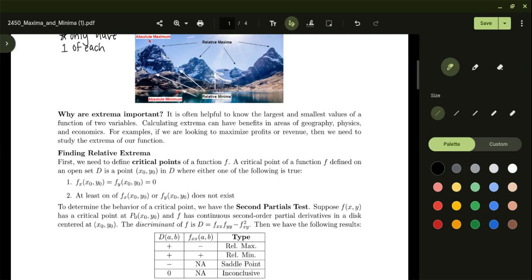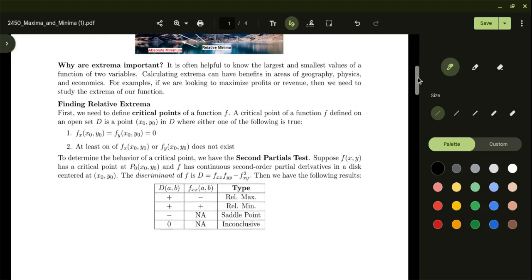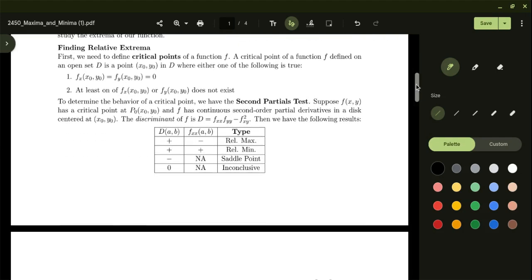First, let's consider finding the relative extrema. So this one is actually going to be the simpler of the two processes just because it has fewer steps. But first, before we even talk about how we find relative extrema, we need to understand what critical points of a function are.